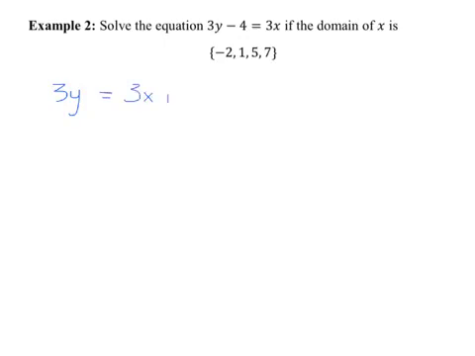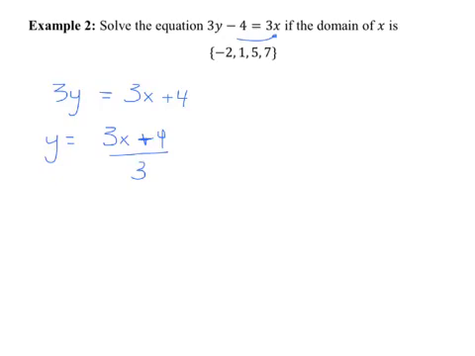So I'm going to go ahead and add the 4 over. Add that 4 over here first. Then I'm going to divide by 3, giving us 3x plus 4 all over 3. So that's the generic solution for y, 3x plus 4 all over 3.